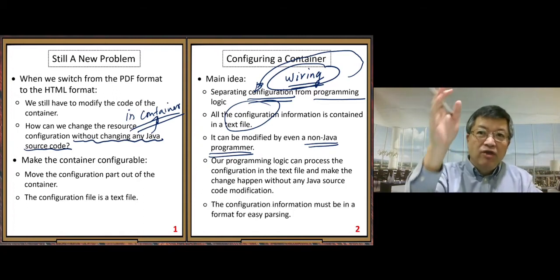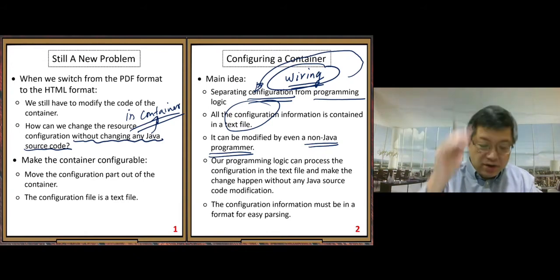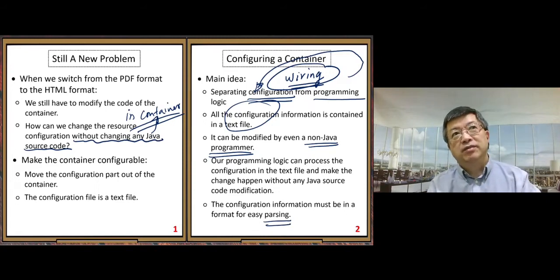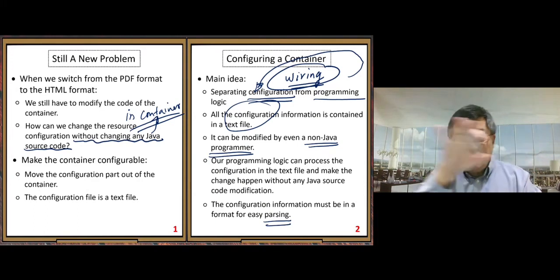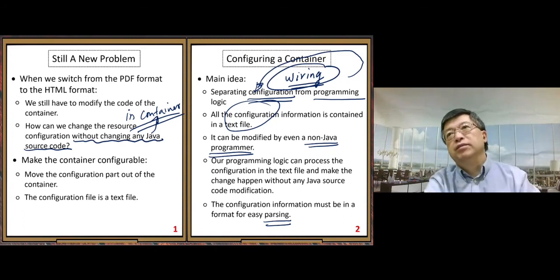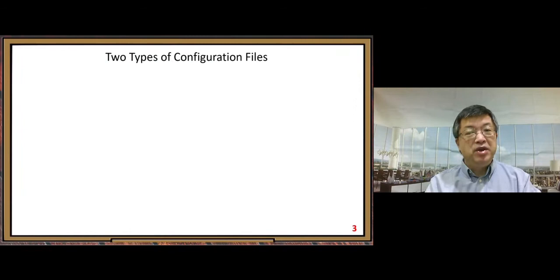The configuration information must be in a format for easy parsing. That's the technical step, because in our Java program, we will do the parsing. When we parse the information, we want to have some user-friendly format. There are several convenient ways we can use.